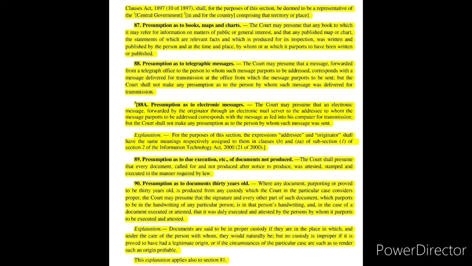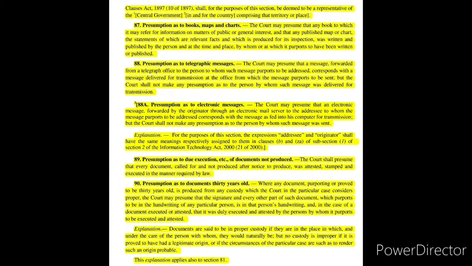And Section 87 says presumption as to books, maps and charts. So the court may presume that any book which refers to information on matters of public or general interest, or any published map or chart, if there are statements in it that are relevant facts and they are produced for its inspection, and it was written and published by the person, at the time and place, by whom or at which it purports to have been, then the court may presume the genuineness of any such book, map or chart.